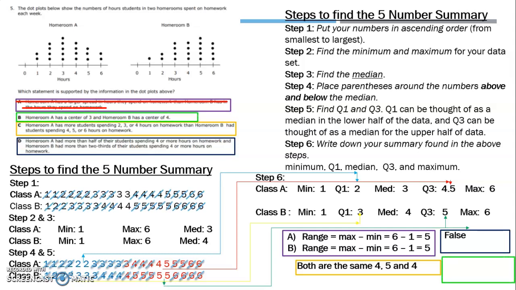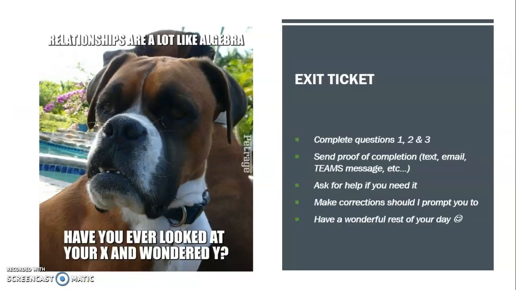So that means our only answer left is B, right? So B says that homeroom A has a center of 3 and B has a center of 4. That's true. And that I can get from the median. So 3 and 4. Perfect. So that means that our answer is B. Yay, B. Cool. If you have any questions, let me know.